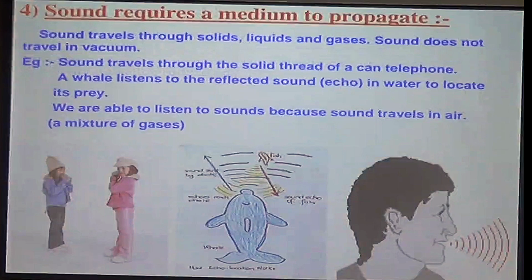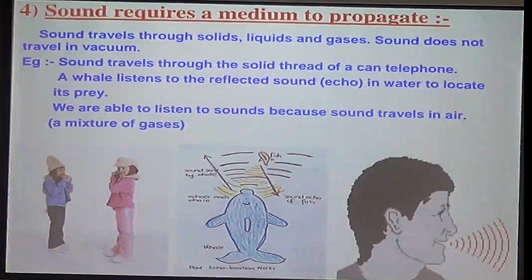Now, sound is considered a mechanical wave, which means that it requires a medium to propagate. And note that production and propagation are two different things. Production is due to vibration, but how does the sound propagate? Propagating means how it is traveling. It's a mechanical wave, so it always requires a medium to propagate.